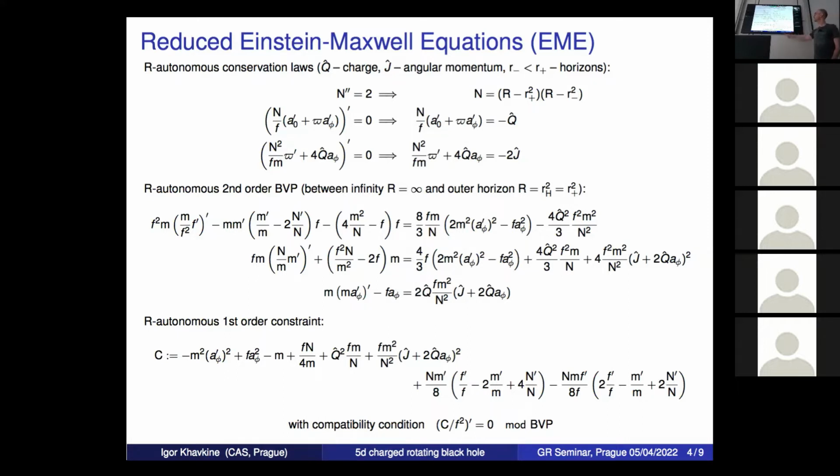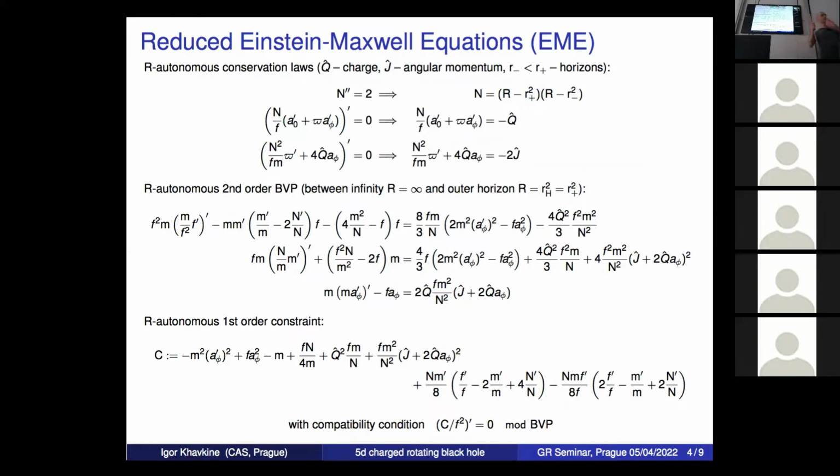There are three groups of equations. Combining some components, you find what we call conservation laws. These are combinations of the parametrizing functions sitting under a derivative, so you can just integrate and get an integration constant. This is the way in which charge, angular momentum, and the locations of the horizons appear.